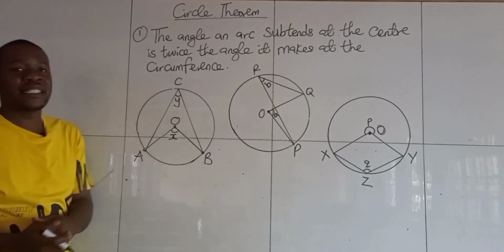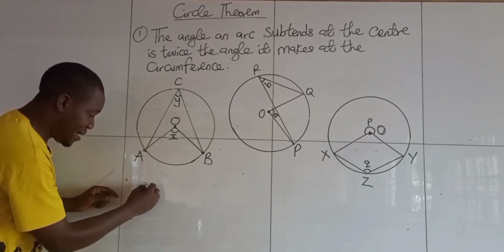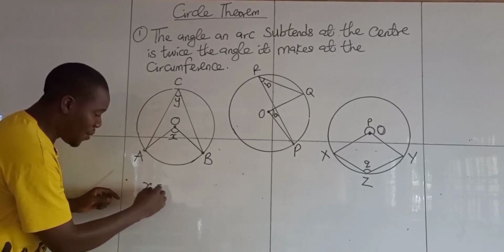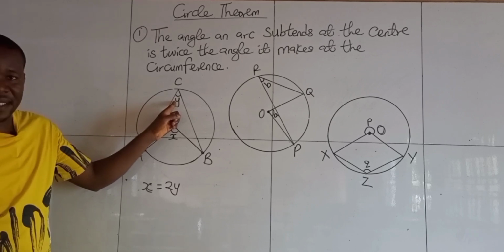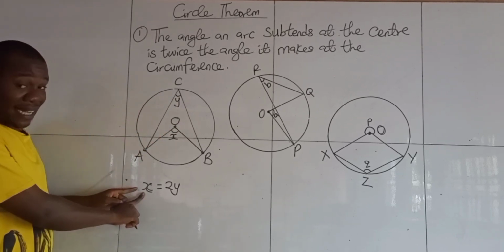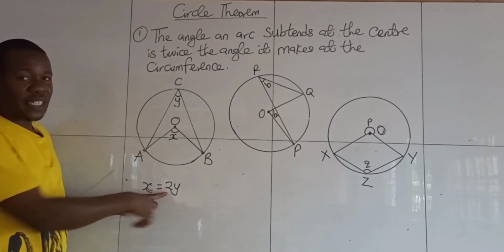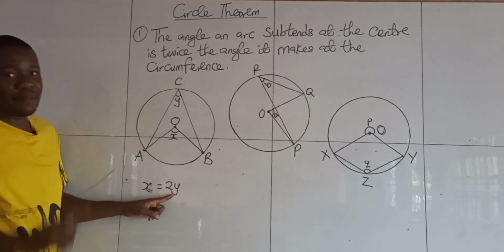So this theorem is telling us that this angle, the arc AB makes at the center, which is X, must be equal to 2 times the one it makes at the circumference, Y. So this is basically the theorem. Angle at the center by an arc must be twice. Twice means to multiply by 2. Must be twice the angle at the circumference by the same arc.